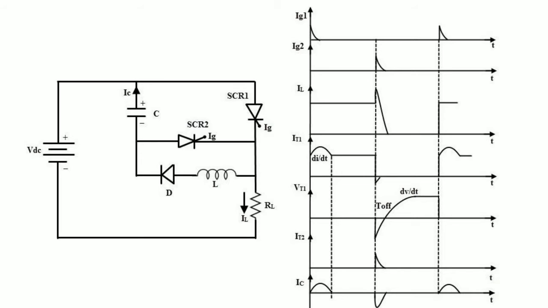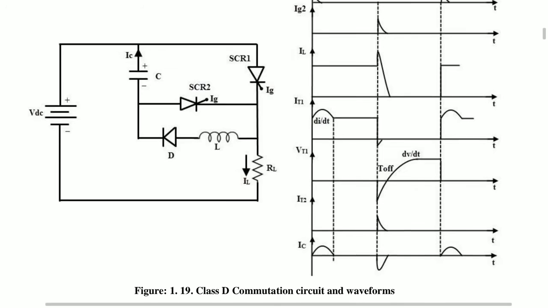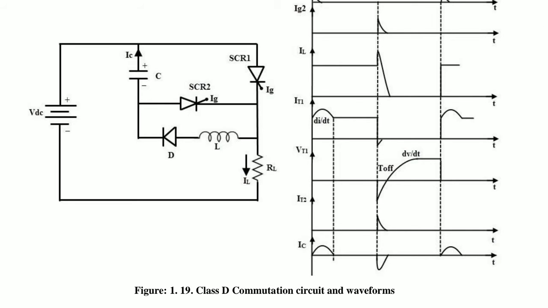We can see from the waveforms, the first two waveforms are the gate current supply. Ig1 is the gate current for SCR1, Ig2 is the gate current for SCR2. IL is the current flowing through the inductor. IT1 is the current flowing through the main SCR. VT1 is the voltage across the main SCR. IT2 is the current flowing through SCR2, and IC is the capacitor current.